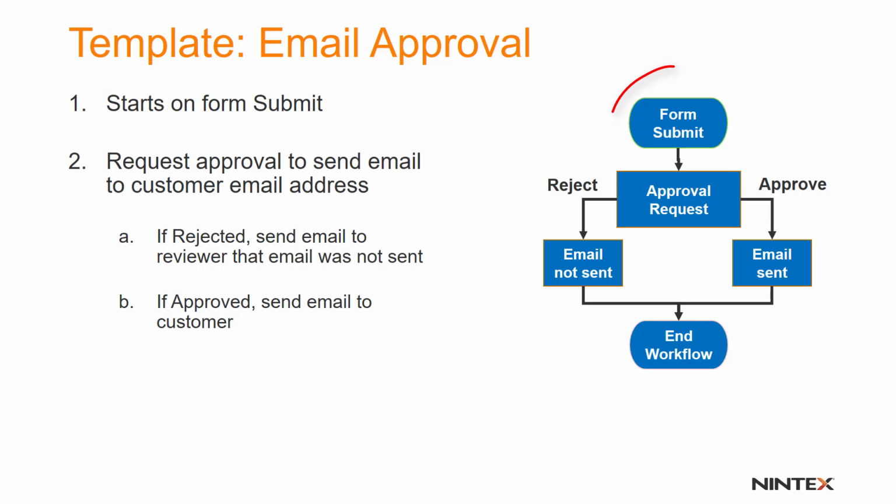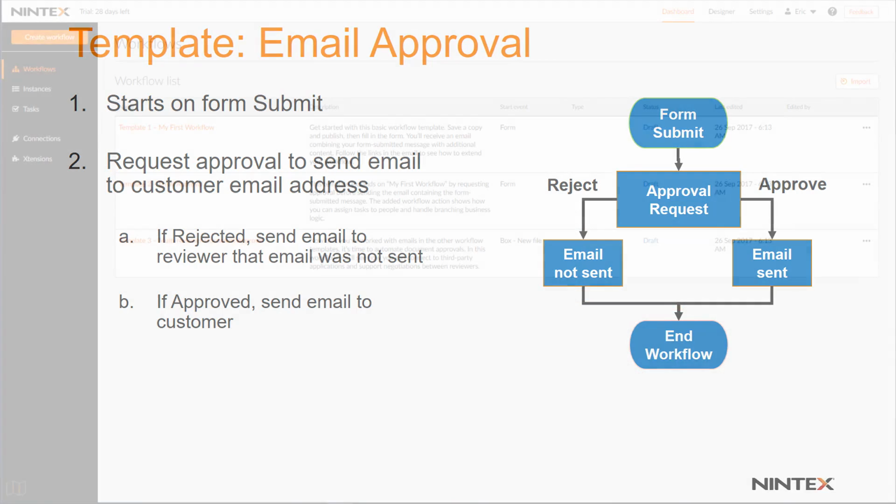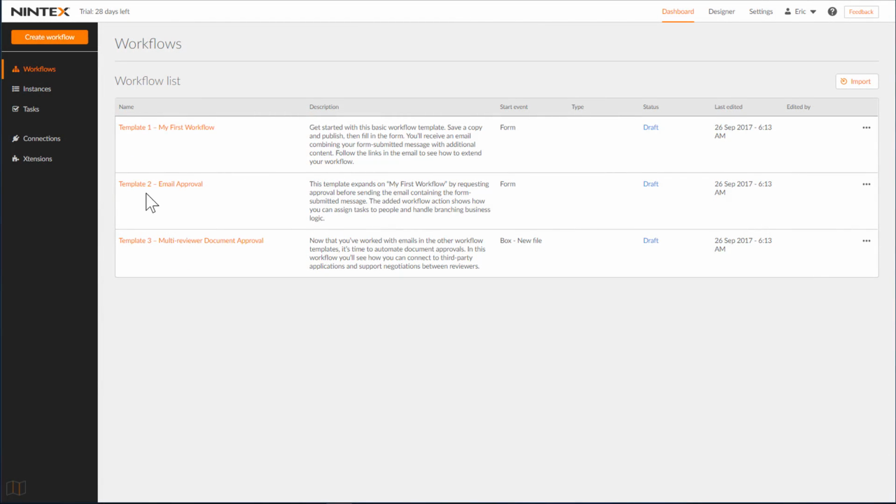So the workflow starts when the user fills in an online form and clicks Submit. It then sends a pre-formatted email to the reviewer asking them to approve or reject sending an email to the customer. If approved, the workflow sends the message on to the recipient. But if rejected, the workflow sends the reviewer an email recording their decision. And then the workflow ends. So let's look at this in detail.